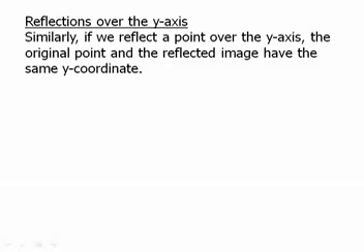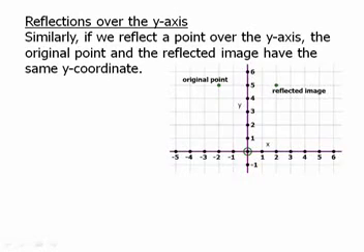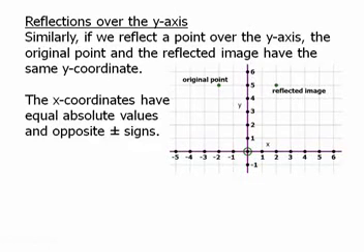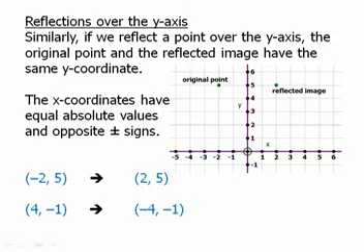Now reflections over the y-axis. Same thing, really. If we reflect a point over the y-axis, the original point and the reflected point have the same y-coordinate. They lie on the same horizontal line. So here are 2 points on the same horizontal line. The x-coordinates have equal absolute values and opposite signs. So if we have a negative x value, it becomes positive. If we have a positive x value, it becomes negative. So in each case, the 2 points are reflections of each other. Negative 2, 5 is the reflection of 2, 5, and 2, 5 is the reflection of negative 2, 5.